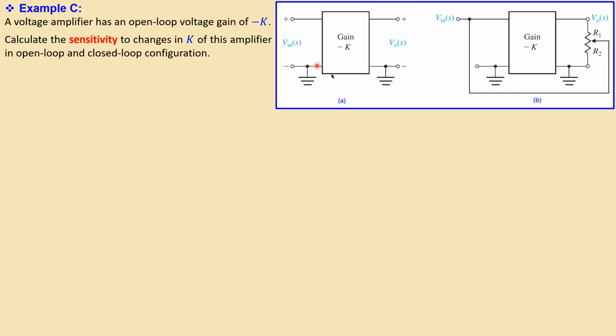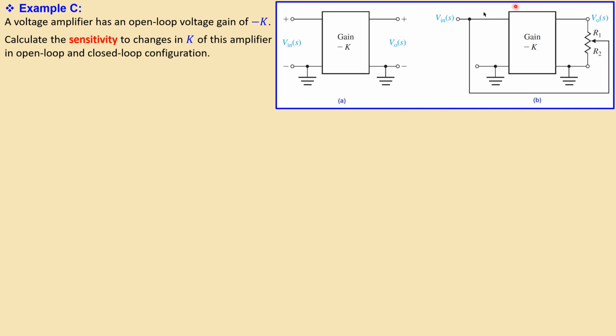We have an open loop gain configuration. So there's a voltage amplifier with a gain of minus K. So it is an inverting amplifier. It has an input V in and V out, but it is an open loop. So every small change will have an effect directly at the output.